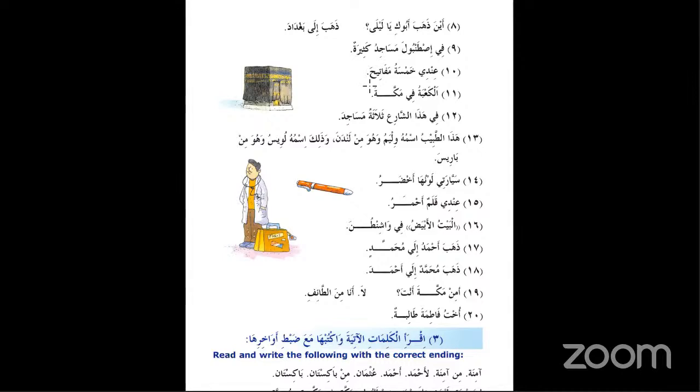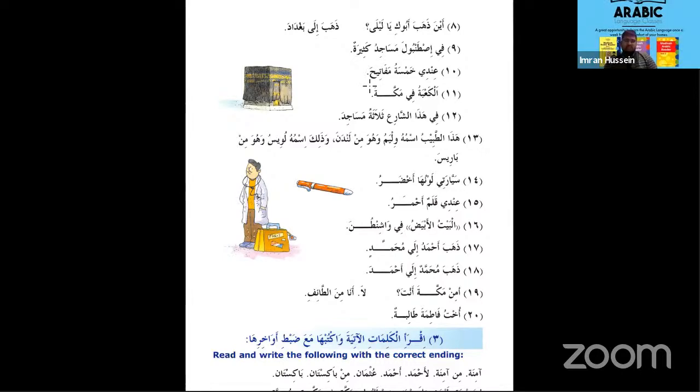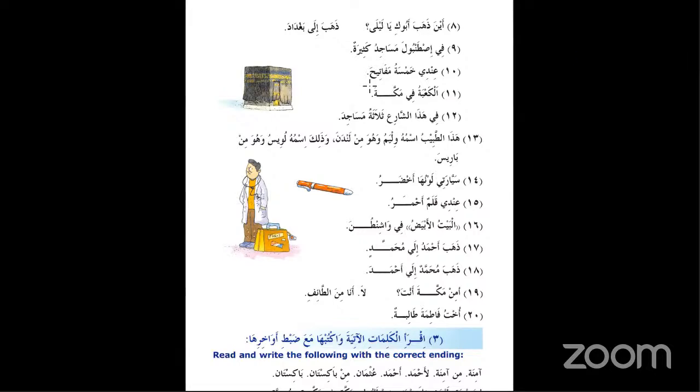Alaykum assalam. 13, 14, 15, 16. Hadha tabib ismuhu William wa huwa min London, wa dhalika ismuhu Louis wa huwa min Paris. This is a doctor. His name is William and he is from London, and that one, his name is Louis. He is from Paris.